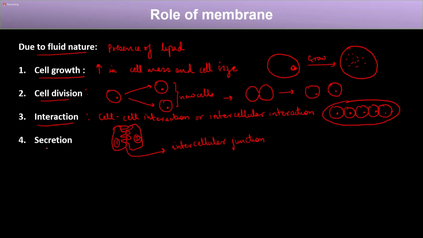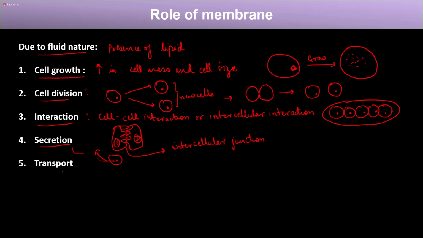Now, the next function of the plasma membrane is secretion. Suppose a cell has made something. Now this cell has to remove it or move it out of the body. It does this via the cell membrane, and this is called secretion.